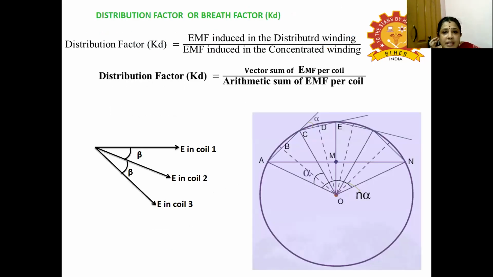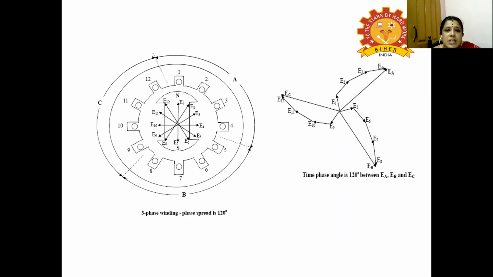Distribution factor or breadth factor. Distribution factor is defined as the ratio of the EMF induced in the distributed winding divided by the EMF induced in the concentrated winding. Distribution factor Kd is equal to the vector sum of EMF per coil divided by the arithmetic sum of EMF per coil. So here will be E in coil 1, E in coil 2, E in coil 3. So when you have this up to the total will be from here A to N. So it will become N alpha like that. So this is how it will be.